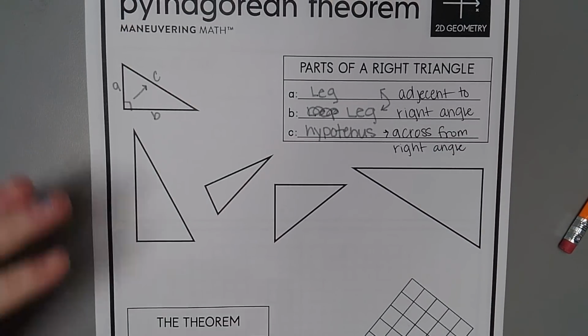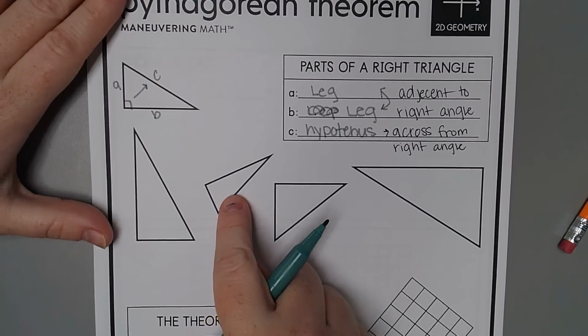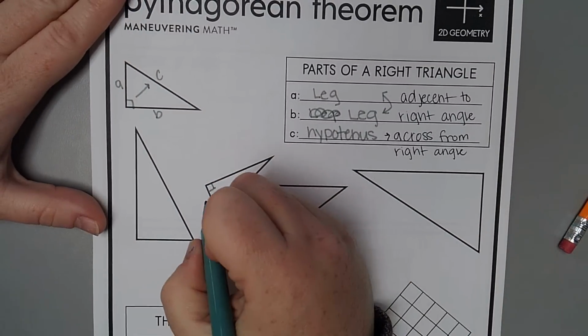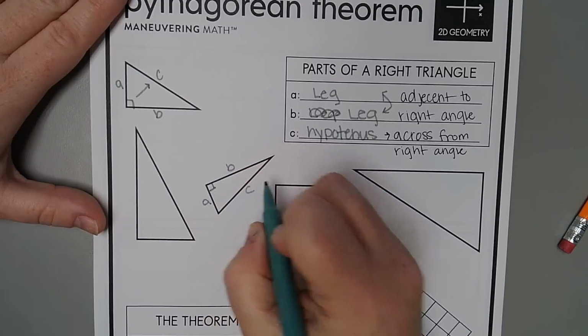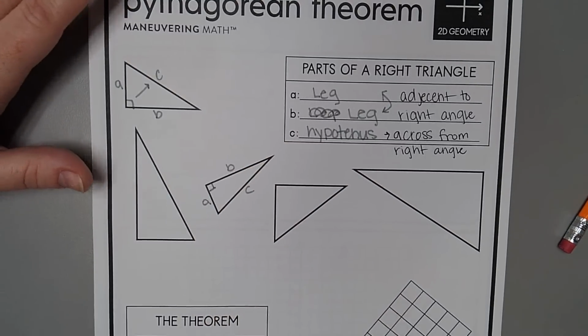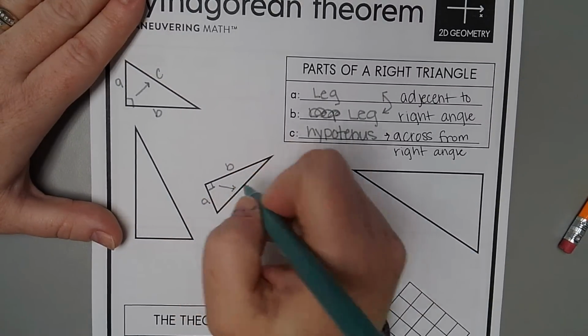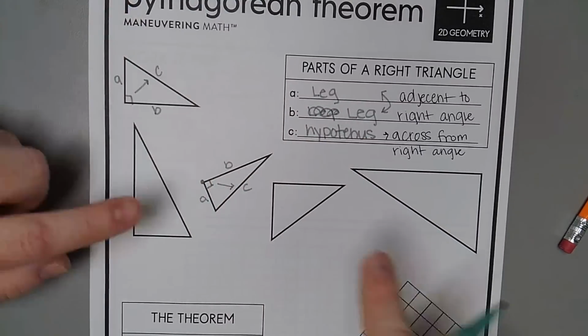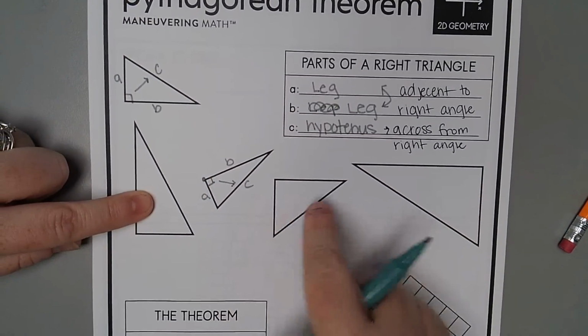So you should be able to answer all these. I'll do one more. I'll do this one right here. Here's my right angle. Right angle is 90 degrees. So we have A, we have B, we have C. C is across from it. And A and B touch each other. Try these three. 1, 2, 3.